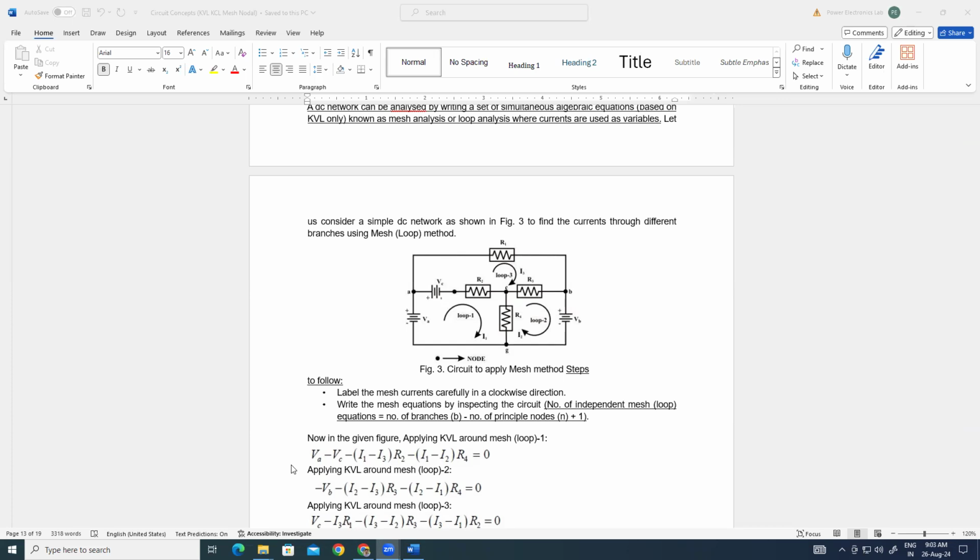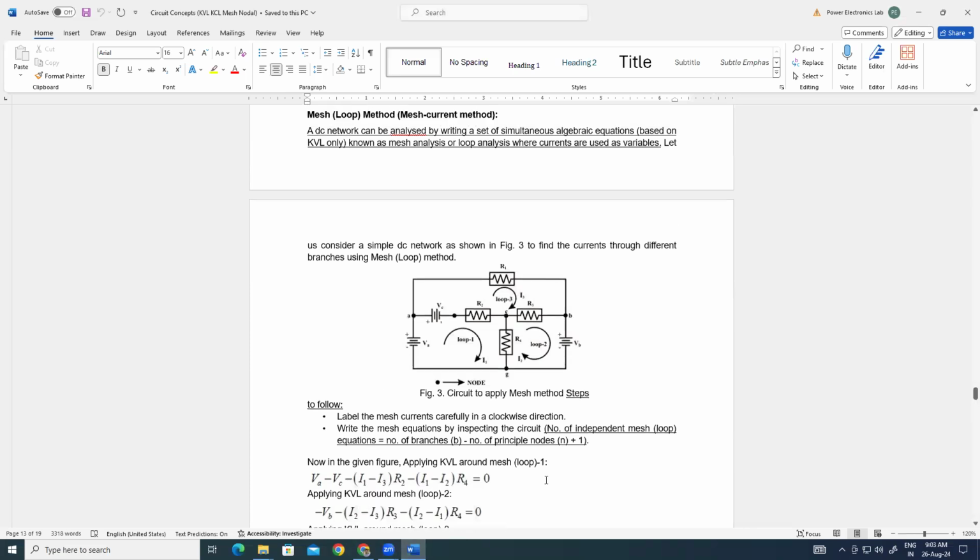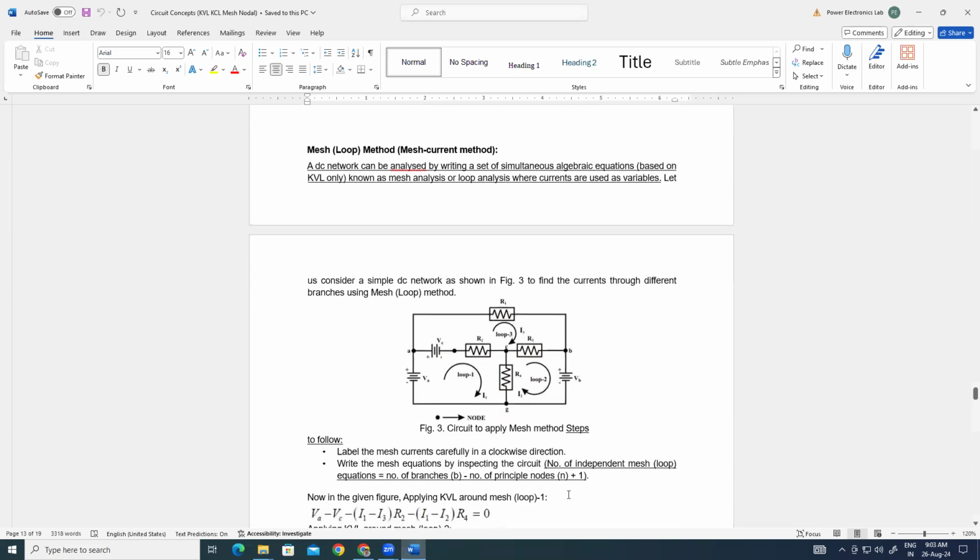Today we will continue our previous lecture that we have completed for mesh analysis, loop analysis, and nodal analysis. As you can see here, we have completed this mesh method or loop method, which is also called the mesh current method. To demonstrate the mesh method and loop method, we have taken another example.